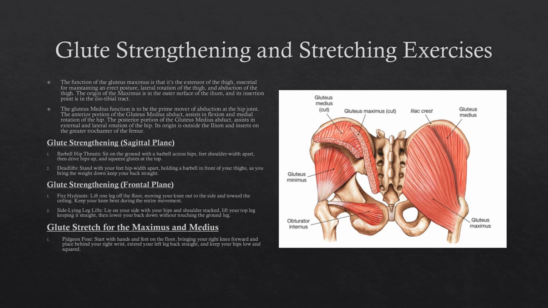And for the glute stretch that targeted both the maximus and medius of the glutes, I did the pigeon pose. With that one, you're going to start on your hands and feet on the floor. You're going to bring your right knee forward and place it right behind your right wrist. Extend your left leg back straight and keep your hips low and squared, and lean forward into the leg that's out in front of you to feel the stretch.